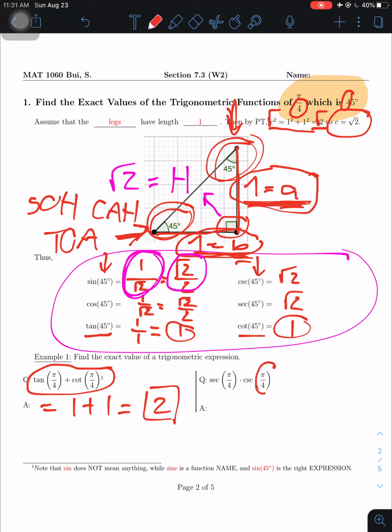And again, you might look at these symbols and be like, pi over 4, I don't know what they are. Think of what I just told you, okay? Pi over 4 is just simply 45 degrees, okay? We learned how to convert it. If you find the conversion process is too long, memorize this.